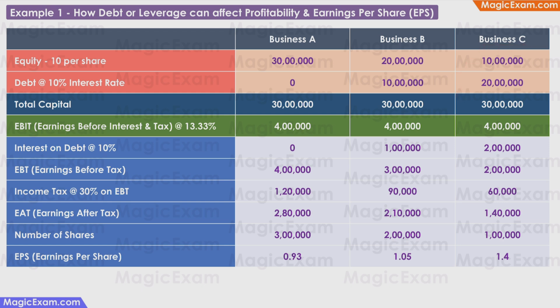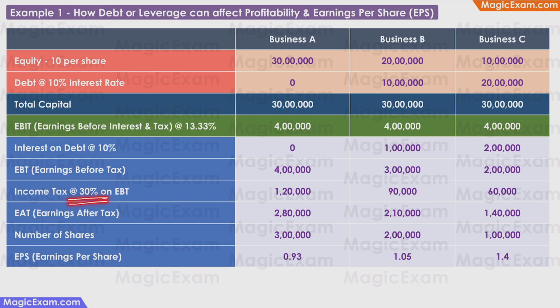The equity in all these three companies is in the form of shares of 10 rupees each. So the number of shares will be equity divided by 10. The returns generated by the companies from their business at the rate of 13.33% on the total capital is 4 lakhs each, which is the earnings before interest and tax. Because there is no debt in business A, the interest payment is 0. The entire amount of 4 lakhs becomes earnings before tax.